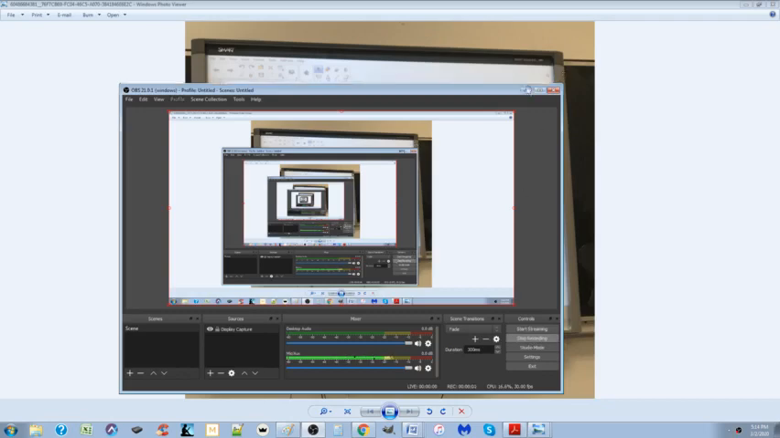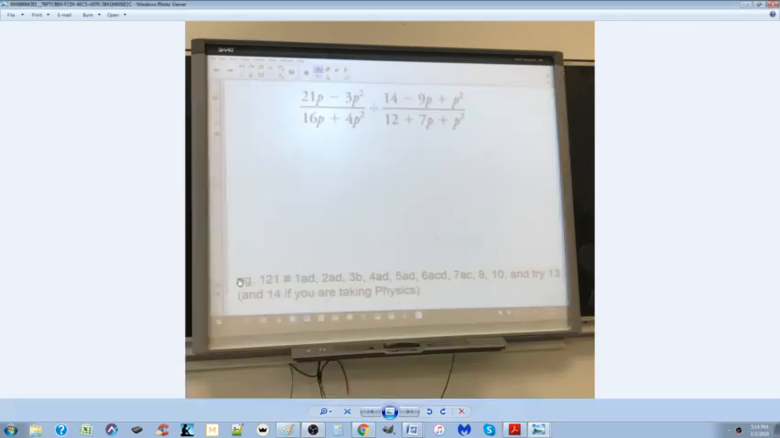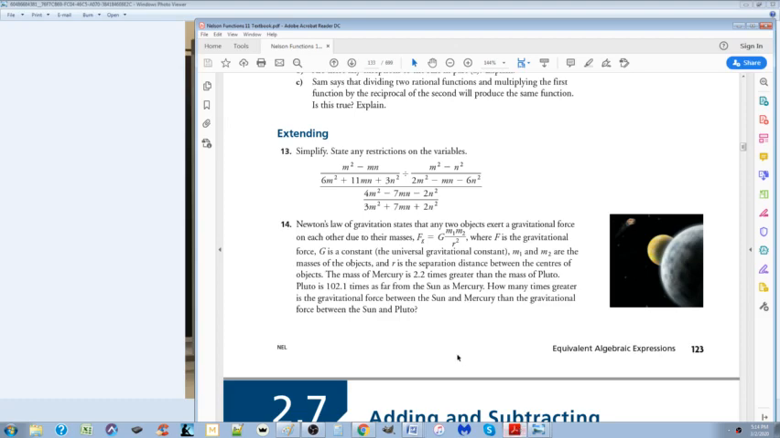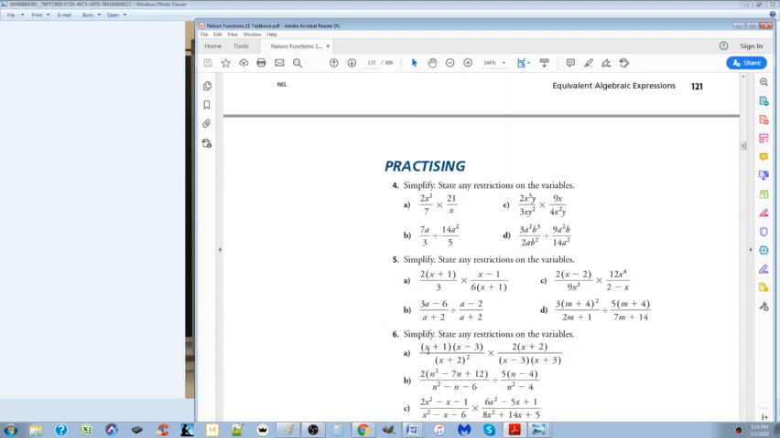Okay, let's just go over some of the homework that you had for Monday, which is here, page 121. They're mostly just factoring, finding the exclusions, and simplifying. So I'm not going to go over all of them. I'm simply going to go over the toughest ones. So we're going to look at page 121, number 1.